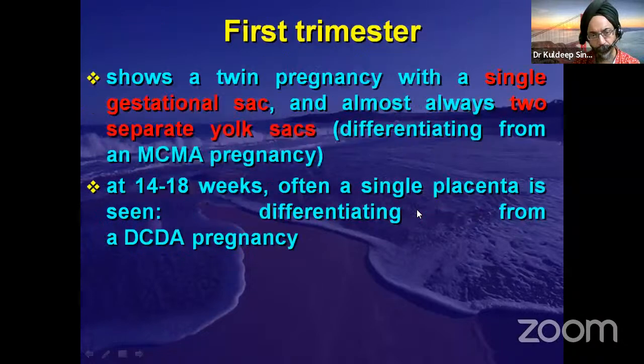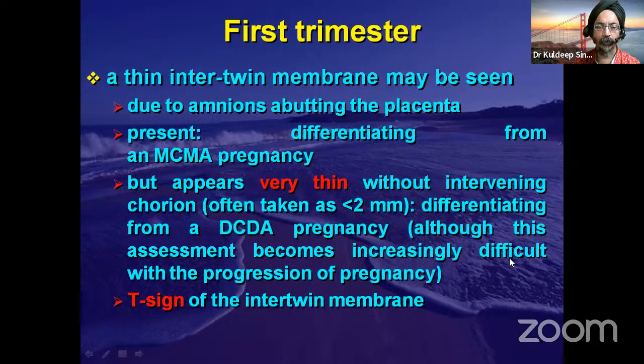They share a single chorion. Then we're looking at a twin pregnancy with a single gestational sac, but separate yolk sacs, as I cleared earlier. At 14 to 18 weeks, you can see a single placenta, and that's what differentiates it. You can look for a thin intertwin membrane because the amnions are abutting the placenta. This differentiates it from a monochorionic monoamniotic. It's very thin, less than 2 millimeters. That's how it differentiates, and we're looking at a T sign of the inter-twin membrane.